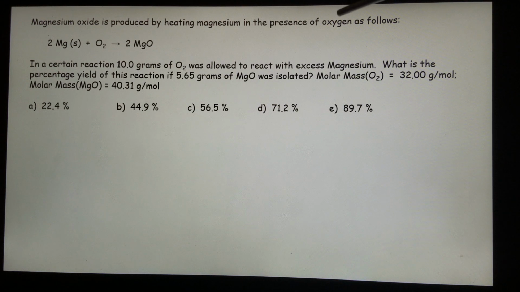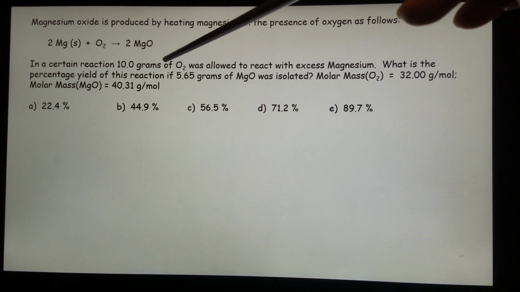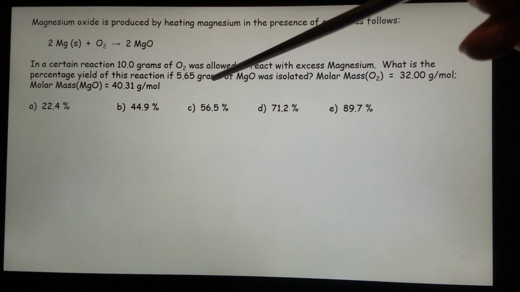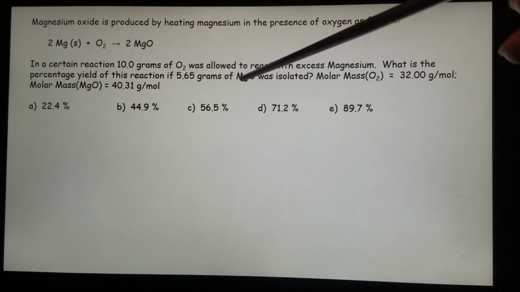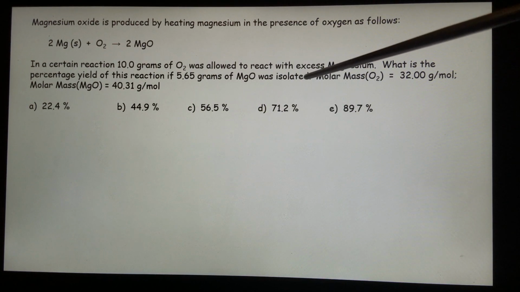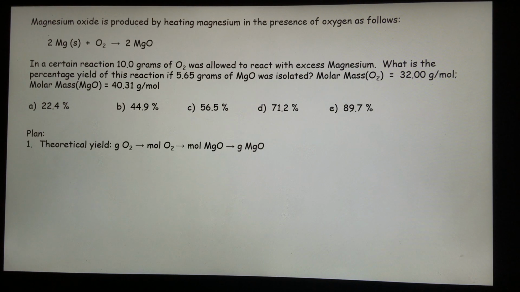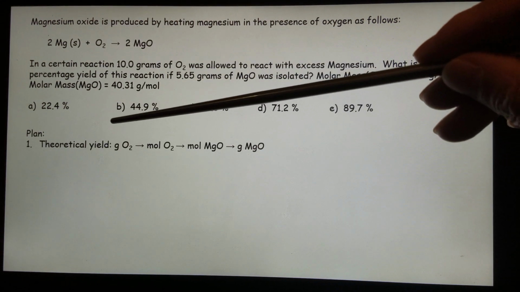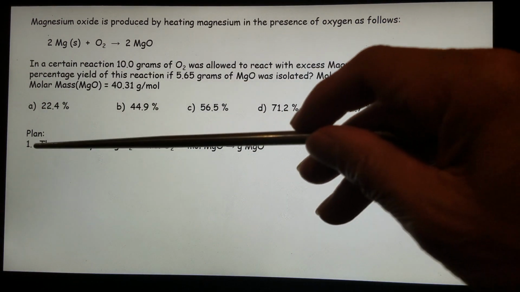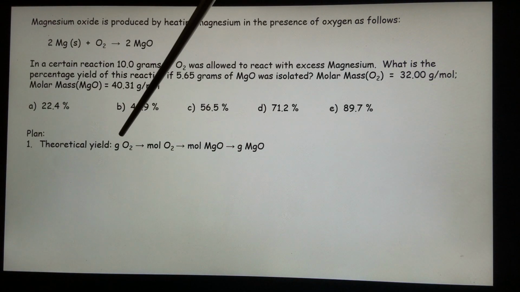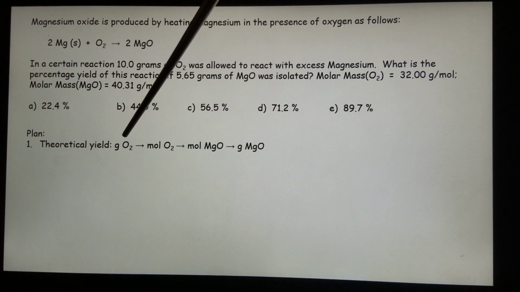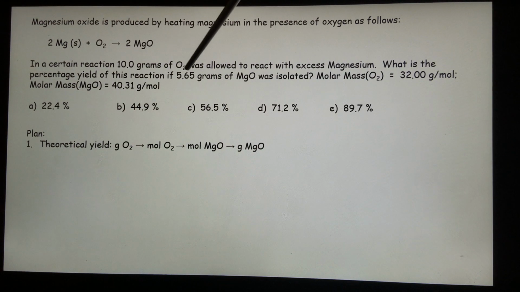Now, whenever you see a question, you find out what you know. You know the mass of oxygen, you know the actual yield of the product, and you also know oxygen is the limiting reactant. So then you can develop a plan for solving the problem. First, in order to find the percent yield, we have to find the theoretical yield. For the theoretical yield, you start with what you know. You cannot start with what you don't know. What do we know? We know the grams, or the mass, of oxygen.